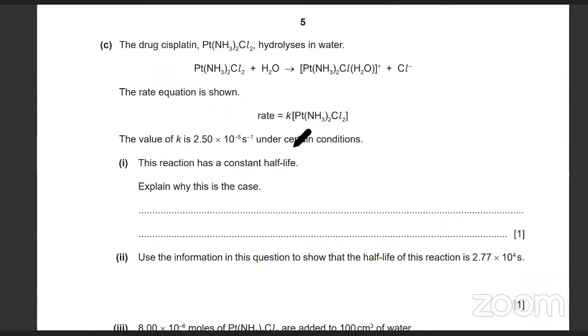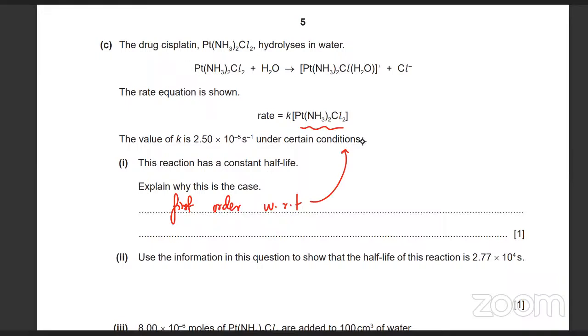So is it zero order? It's first order, right? Because remember, first order always has... So it's first order with respect to this, and overall, it's a first order reaction.